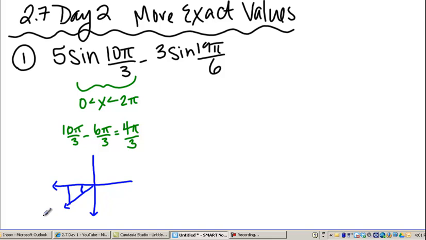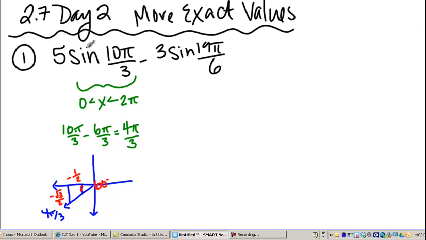So we know that 4 pi over 3 is in the third quadrant. The next thing you should know is that angle right there is a 60-degree angle. These are some things that you just need to start knowing off the top of your head. You should know that your x value is negative 1/2 because it's opposite your 60-degree angle. The y value should be negative square root of 3 over 2 because we're in the third quadrant.